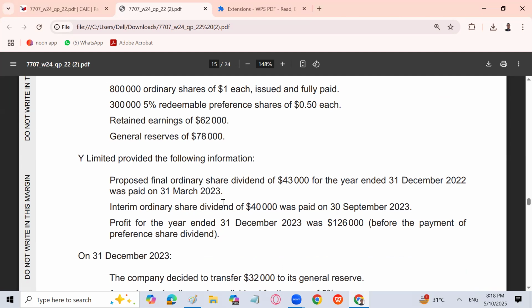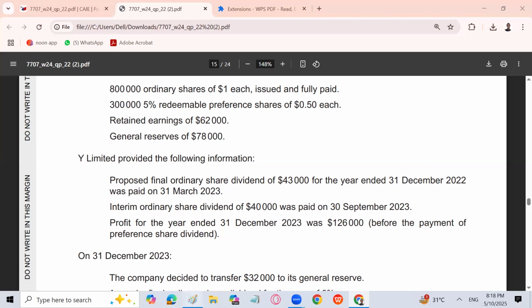Number one thing, I have already made you realize most of the time that proposed dividend will not come in the accounts. It is just written as a footnote. It won't because it is not yet declared and approved in the annual general meeting. But this dividend was proposed last year and it is paid in the current year. So remember that dividend paid is recorded in the books. This is not proposed dividend. This is dividend paid.